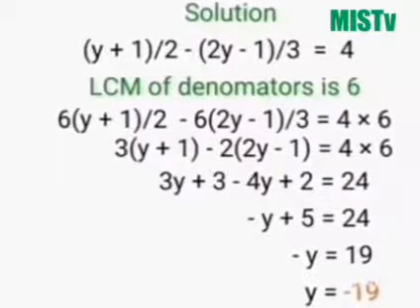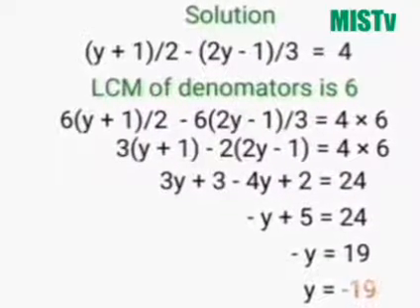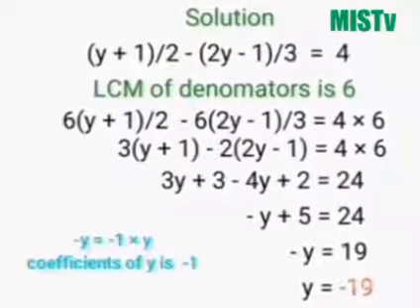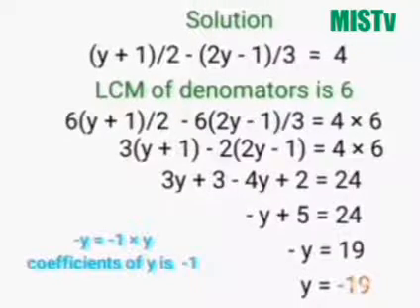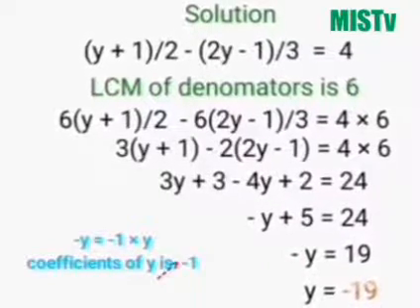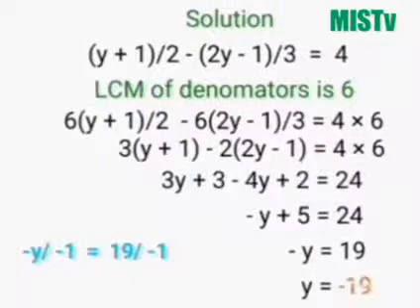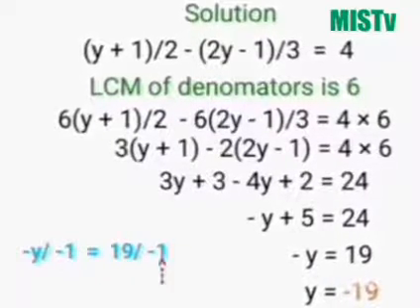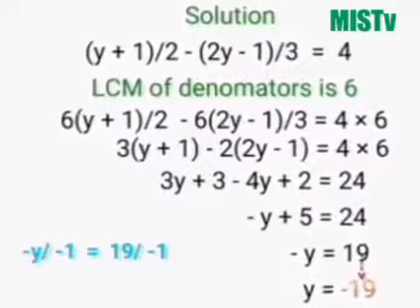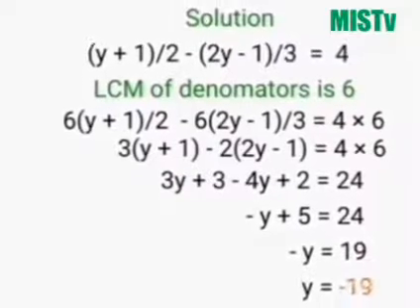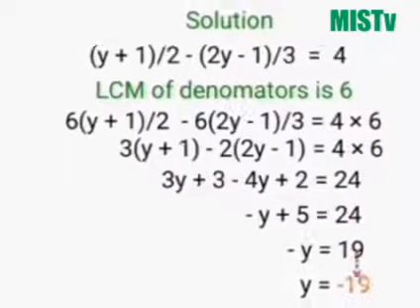Step 5. Divide both sides of the equation by the coefficient of y. The coefficient of y is minus 1. Minus y divided by minus 1 gives y. 19 divided by minus 1 gives minus 19. Therefore, y is equal to minus 19.